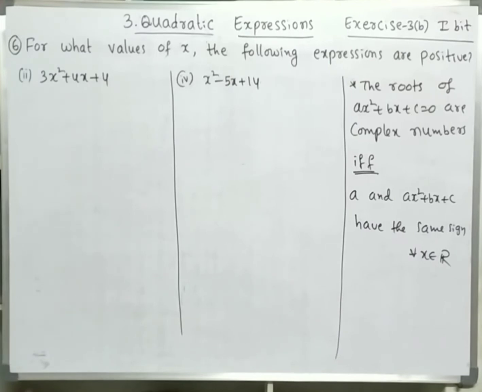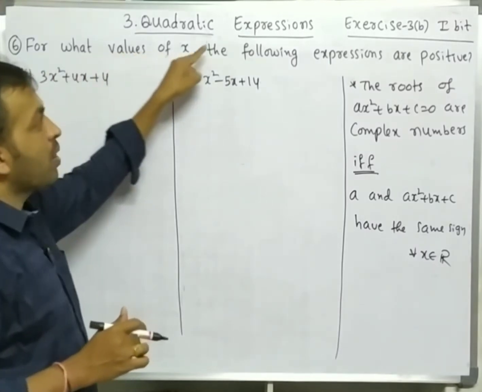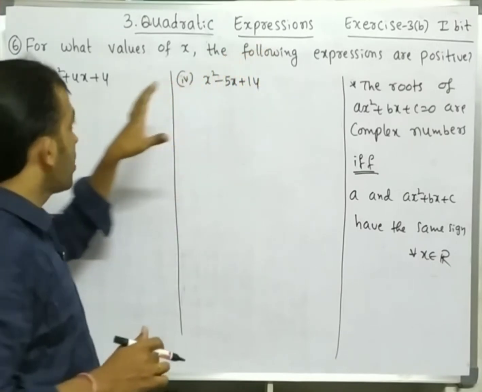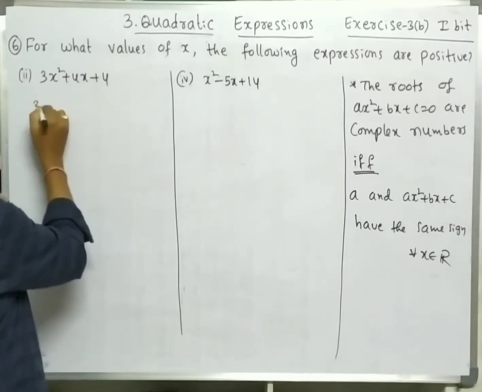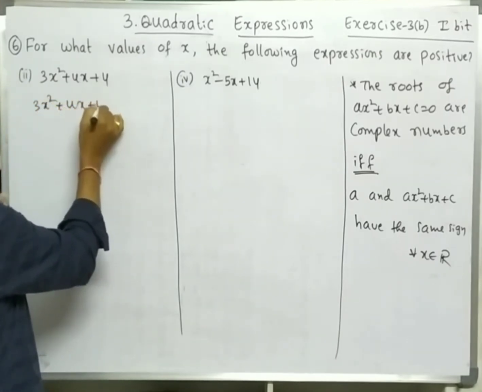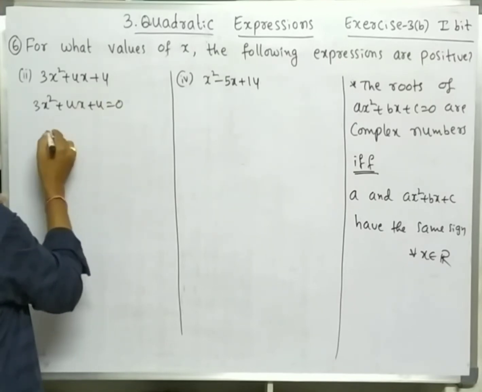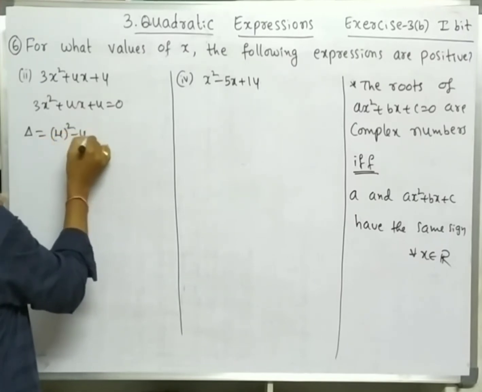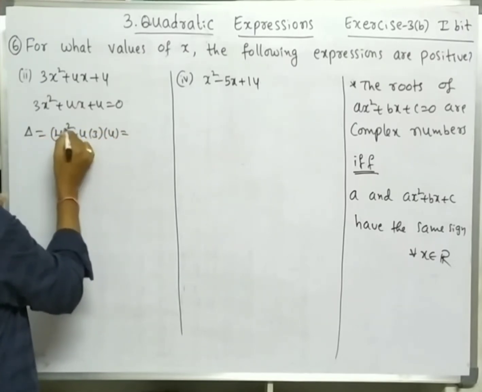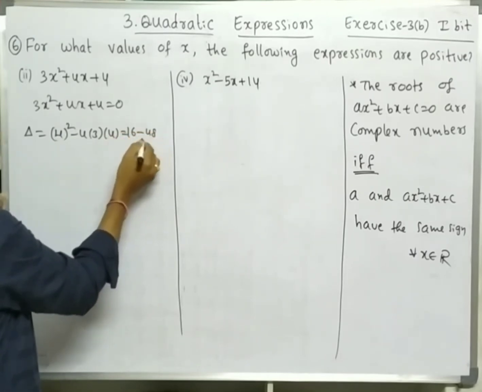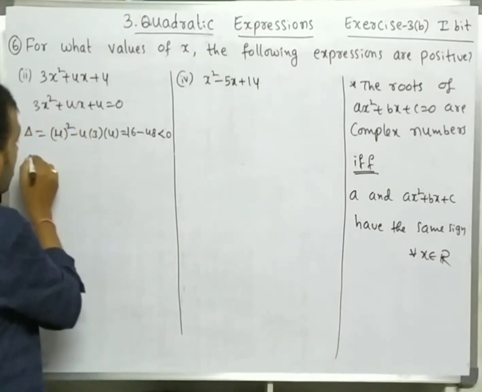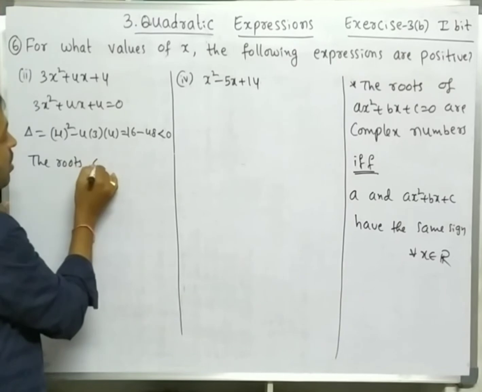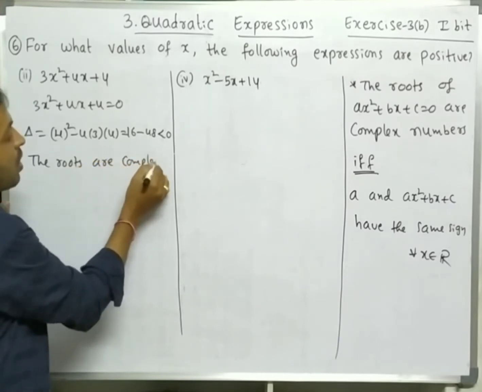These are the two problems related to complex roots. So for what values of x are the following expressions positive? If we try to find the roots of this quadratic equation, it is somewhat difficult. Then as discriminant is b square minus 4ac, 4 square, 16 minus 48, which is negative. So as discriminant is negative, the roots are complex. The roots are complex numbers.